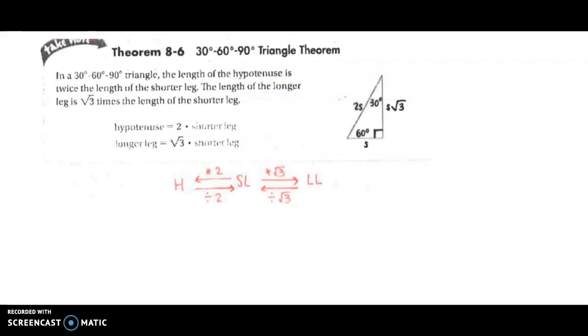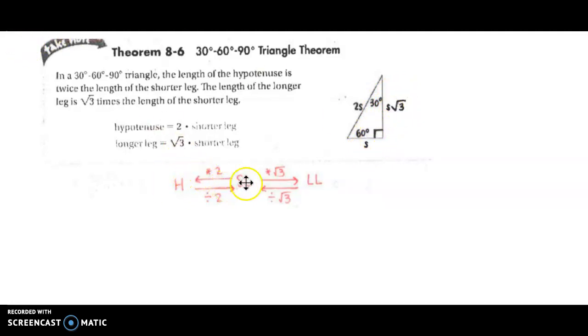There are also 30, 60, 90 triangles, okay? If you have a 30 degree, 60 degree, 90 degree, there's more to remember here, okay? Remember 30 degrees is the smallest angle, so therefore the side across from it is going to be the shortest side. Whatever that shortest side is, the hypotenuse is going to be double that length, so 2s here, okay? And also whatever that shortest side is, to get the medium side across from the 60 is going to be whatever that length is times root 3, okay?